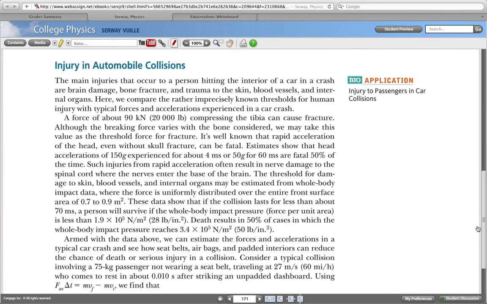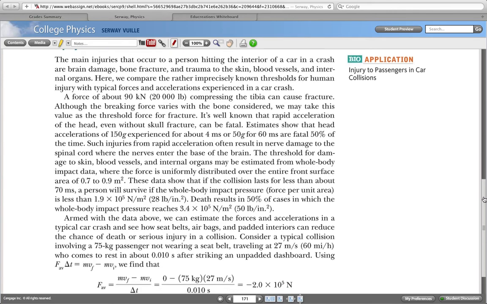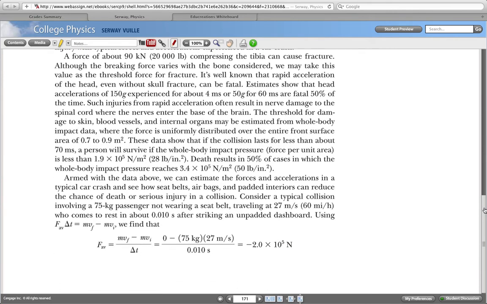In this last section, they talk about the injuries when you're in a car accident. So here it says, if a collision lasts for less than about 70 milliseconds, a person will survive if the whole body impact pressure is less than 1.9 times 10 to the 5th newtons per meter squared. So they're talking about pressures here, which we haven't really covered yet. But you can see that they know how much force you can absorb, or how much force you can undergo and survive.